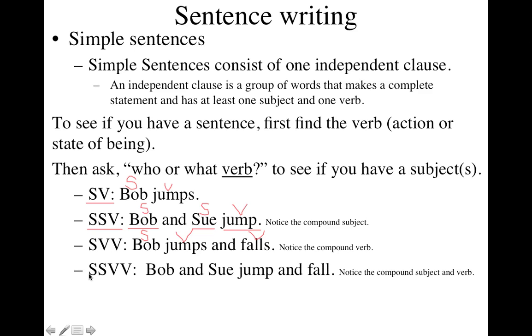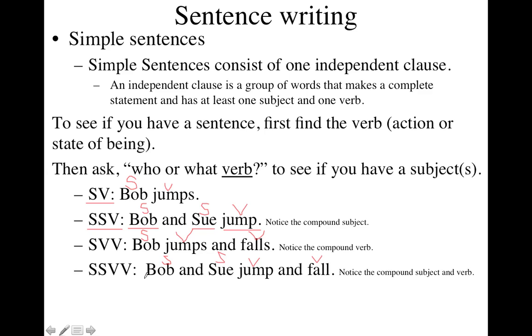And then the fourth simple sentence type: Bob and Sue jump and fall. Again, look for action or state of being. Jump, fall. Who or what jump and fall? Bob and Sue. Good old Bob and Sue. It's a crazy looking S. You have a compound subject and a compound verb.